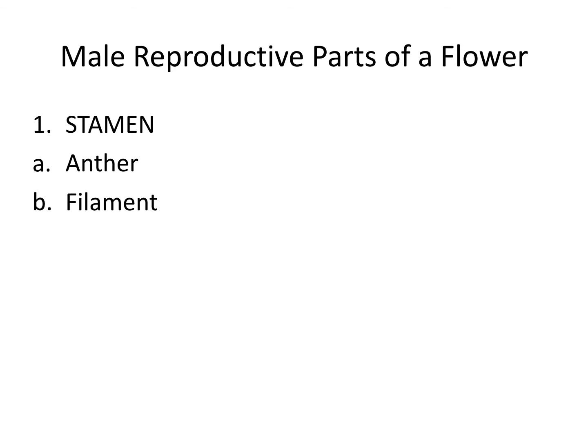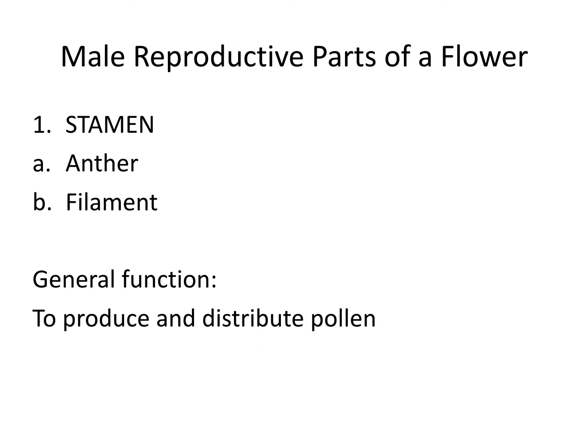First thing you need to know is that there are male reproductive parts of a flower and female reproductive parts of a flower. On your notes at the top, you have one, which is the main thing. What you call all the parts together would be known as the stamen. So the stamen includes all of the male parts, and there are two parts to the stamen: the anther and the filament. Now the general function of the male parts of a flower is to produce and distribute pollen.